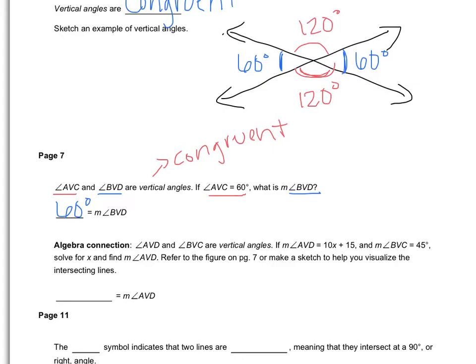If you wanted to see a picture of that, this would be AVC and BVD. And AVC we know is 60. The other one would also be 60.